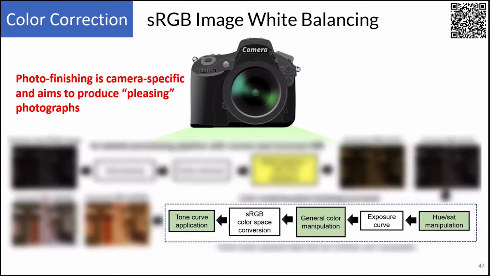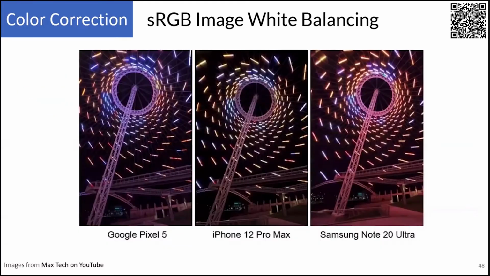And we need to remember that those photo finishing steps are camera specific and aim to produce pleasing photographs rather than rendering accurate scene colors. Which means if we capture the same scene with different devices, we expect to get different colors. And that also means that undoing the camera photo finishing step is an impractical idea, because without having an accurate calibration, we cannot undo this nonlinear process to get the raw image and do the white balance correction there.